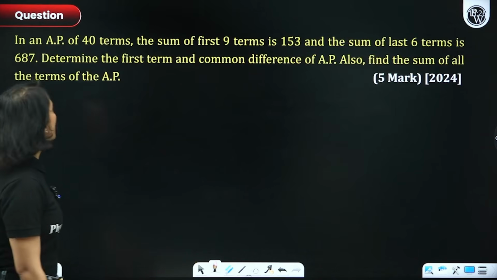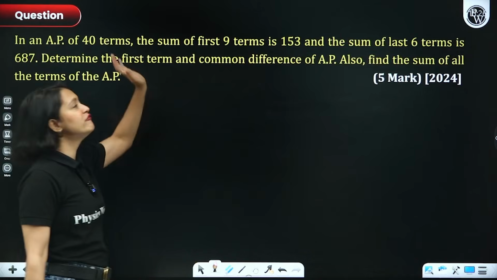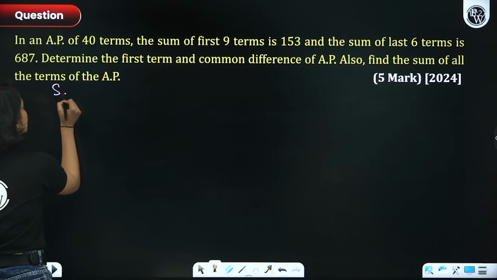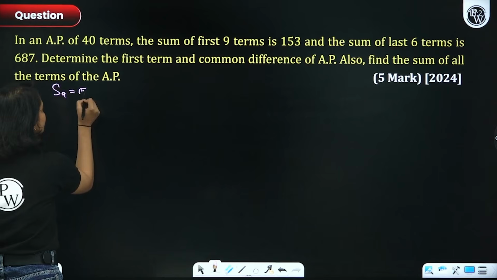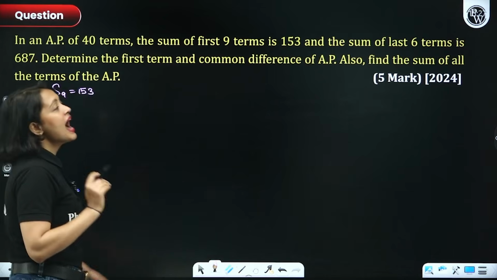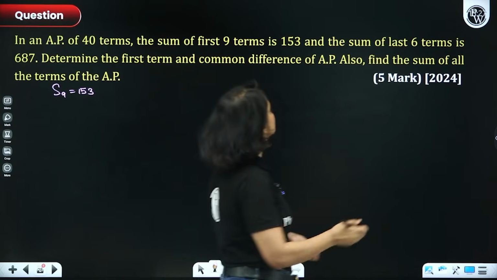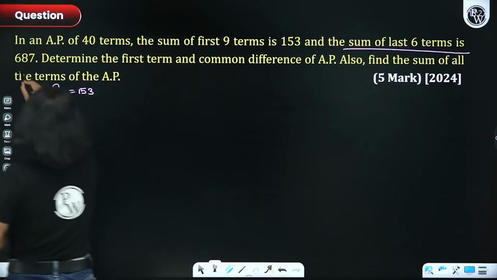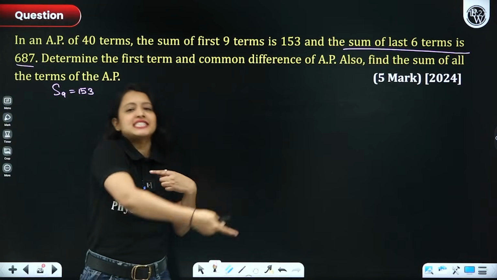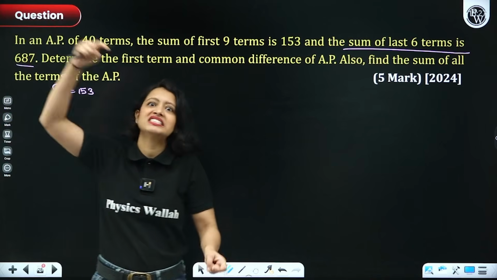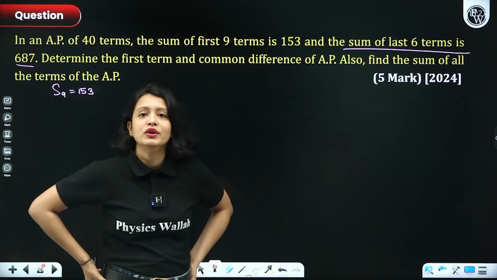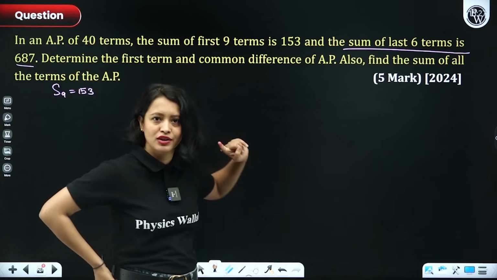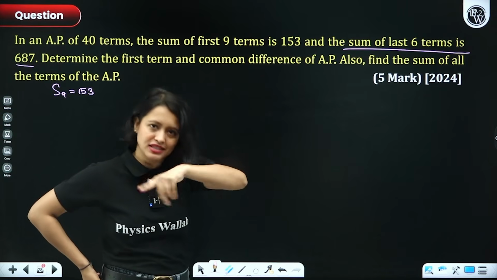In an AP of 40 terms, the sum of first 9 terms is 153. So that means S9 is given to us as 153. And the sum of last 6 terms is given to be 687. In the previous one, sum of next 10 terms were given. Now here, sum of last 6 terms is given. How will you figure that out? You can't write S6. S6 is not 687. Don't make that mistake. S6 means sum of first 6 terms.